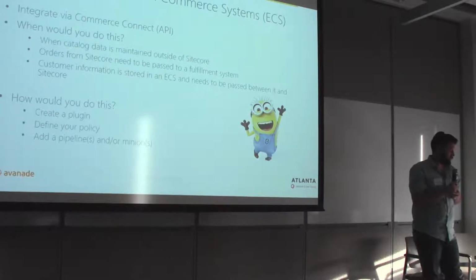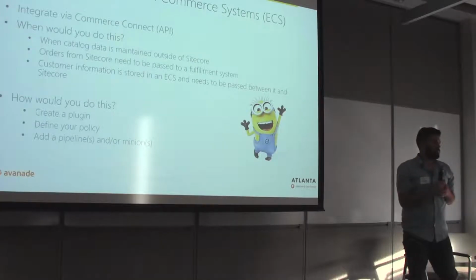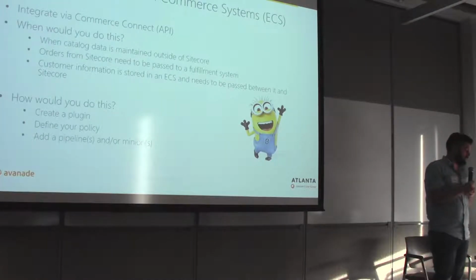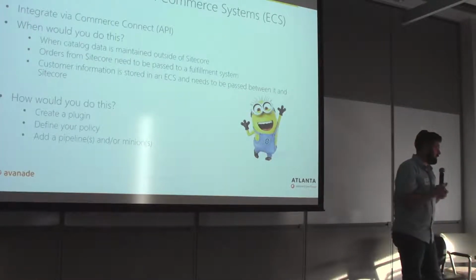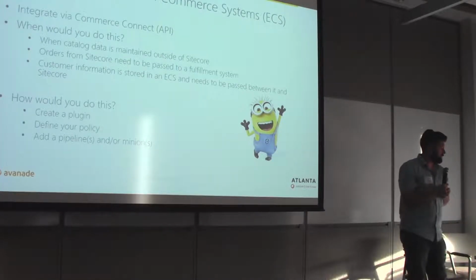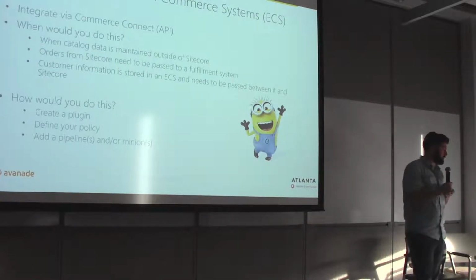So the next thing I wanted to talk about was the actual integration that I just mentioned, the integration into these third-party systems. How is that done? And why would you want to do it? So everything's done through the Commerce Connect API. When do you want to do it? You've got catalog data maintained outside of Sitecore. You've got systems that need to communicate customer data back and forth. Those are good cases for it. And so how do you do that?